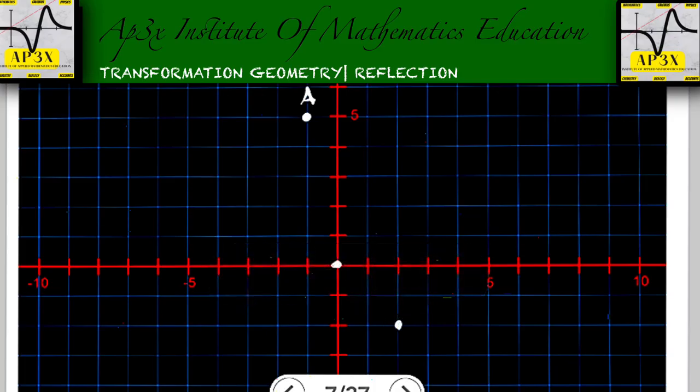Okay, and then of course we're going to be plotting the point -3, -1. So that's going to be 1, 2, 3, and we're going to go down 1, right in this position here. So this is going to be my point B, and this is going to be my point C.